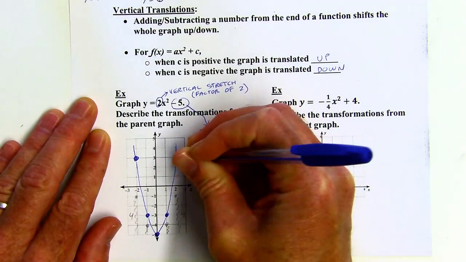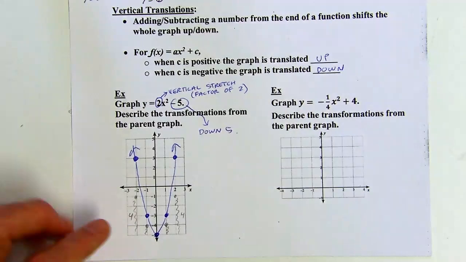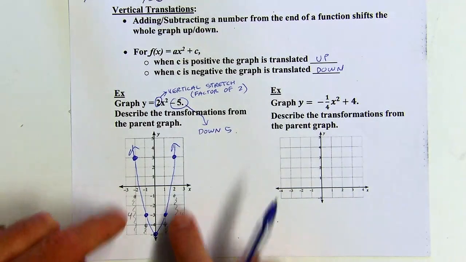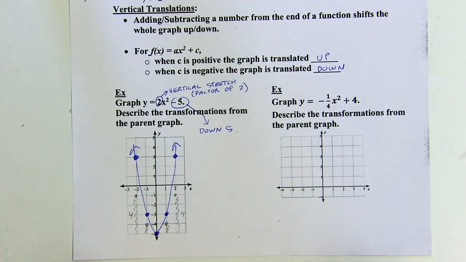So it's really important if you're using this method to know the shape of the parent graph, because then you take these points and do your stretches and shrinks on those.